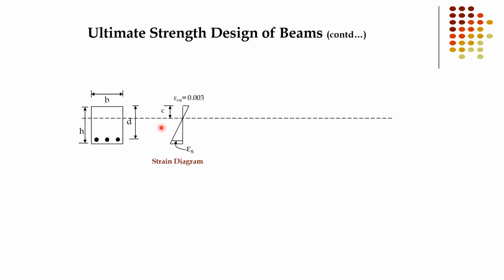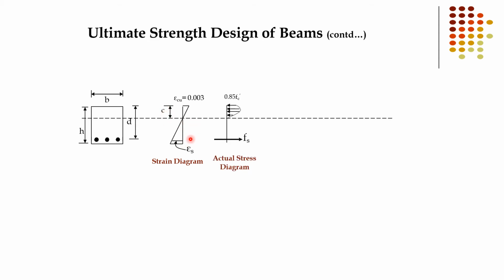The second step is to draw the strain diagrams. At the top we have drawn the concrete strain diagram, that is 0.003. The ACI code also recommends that strain values can differ, but for the derivations and calculations you have to use the concrete strain of 0.003. Here is the strain in steel, and c is the neutral axis depth from the top fiber to the neutral axis.